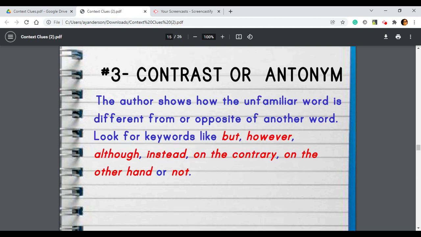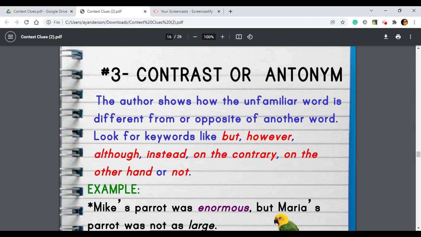Number three, contrast or antonym. The author shows how the unfamiliar word is different from or opposite of another word. Look for key words like but, however, although, instead, on the contrary, on the other hand, or not. Example: Mike's parrot was enormous, but Maria's parrot was not as large.